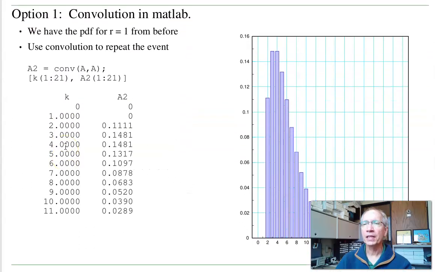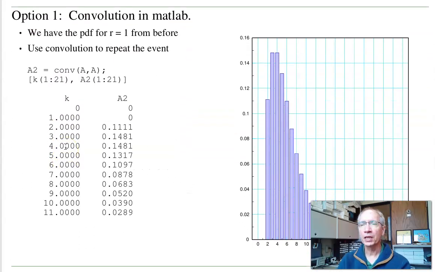A couple ways to find that. One approach is to use convolution. Now this is an infinite series. As long as you go far enough out, say 10 times the mean, and convolve those together, I'll almost get the right answer. So take A, convolve it with A.